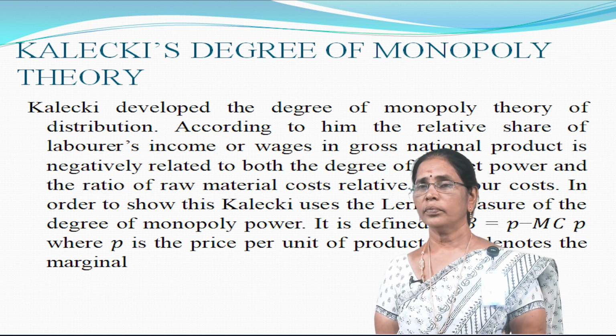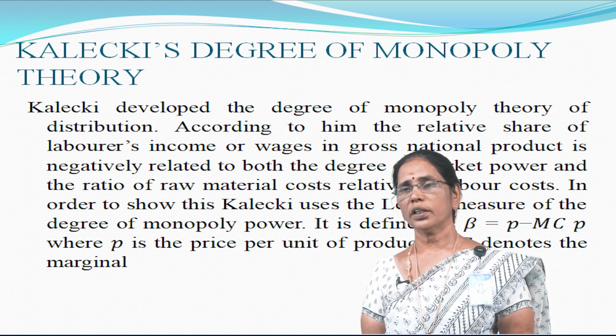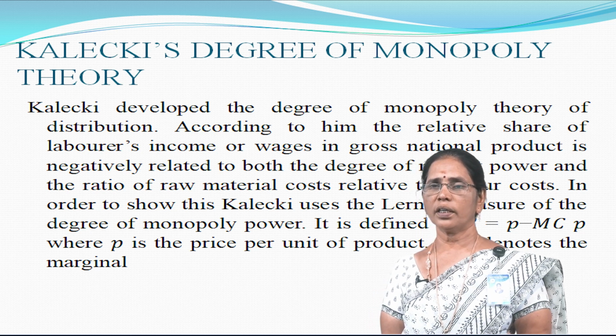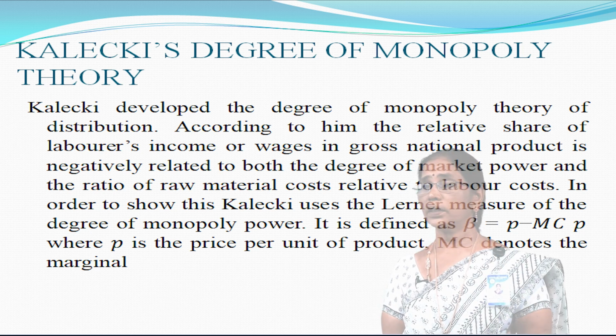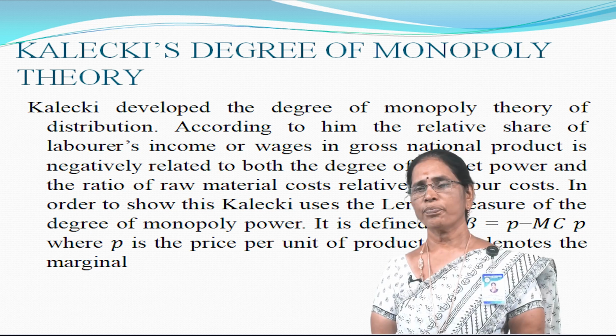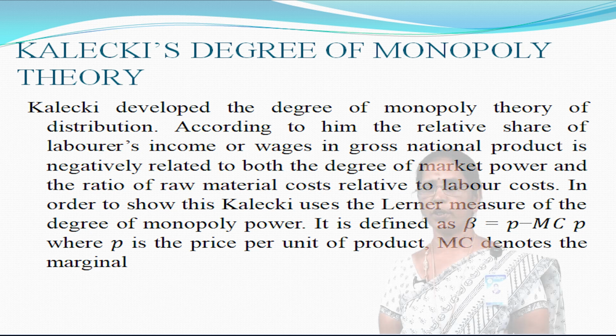According to him, the relative share of labor's income or wages in gross national product is negatively related to both the degree of market power and the ratio of raw materials cost relative to labor cost. In order to show this, Kalecki uses the Lerner measure of the degree of monopoly power.